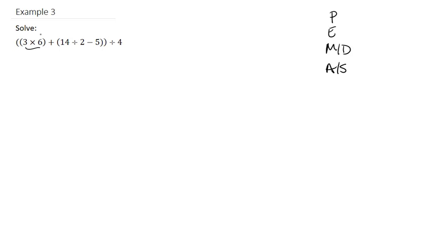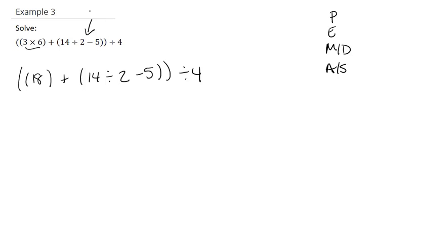It's just 3 times 6. There's only one operation, so let's go ahead and do that. 3 times 6 is 18. Then on this one, we'll just leave it like this. We'll rewrite it as there's multiple steps.